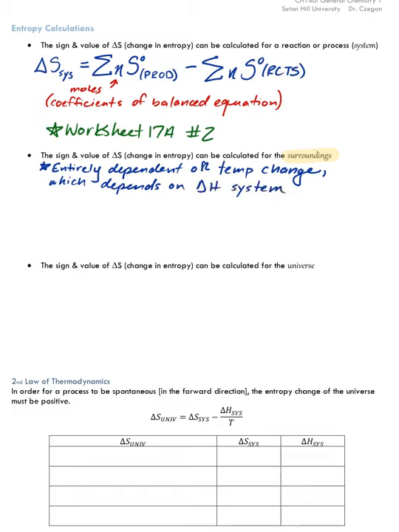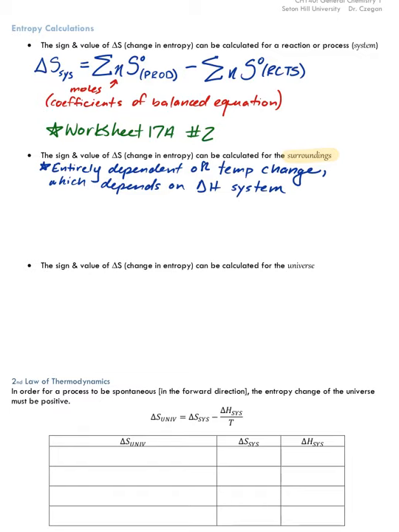So if your reaction is exothermic, it releases heat. That heat goes into the surroundings. The surroundings heat up. That means they have more motion, which means more entropy. If you have an endothermic reaction, that is going to cause the temperature of the surroundings to drop. It will have less energy and less motion, and therefore less entropy.